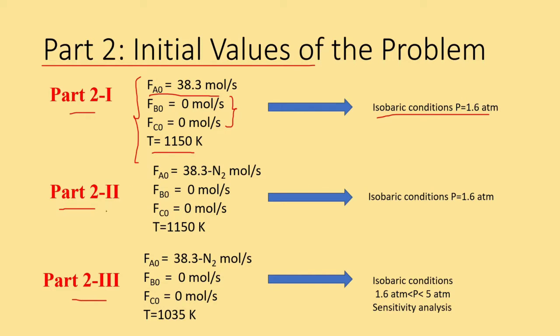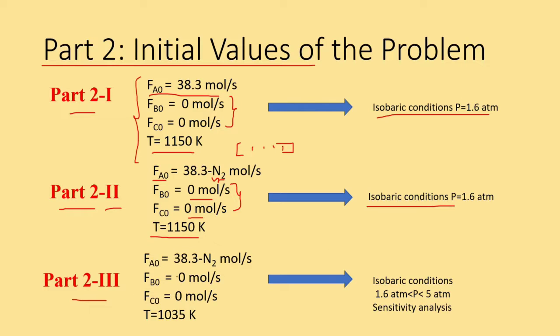Whereas in the second case, the flow rate of A depends on the mole flow rate of nitrogen. We have been given several cases of nitrogen flow rate, so we will be doing it one by one in our code. Again, no reaction has taken place prior to the feed entering the reactor, and hence no flow rate of B and C. The temperature is 1150 Kelvin, and the pressure is the same as in the previous case.